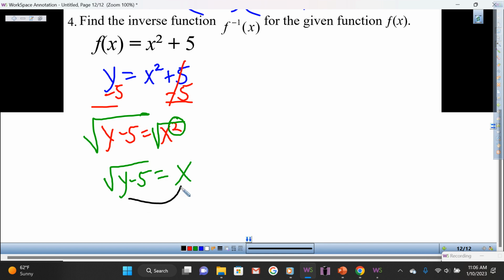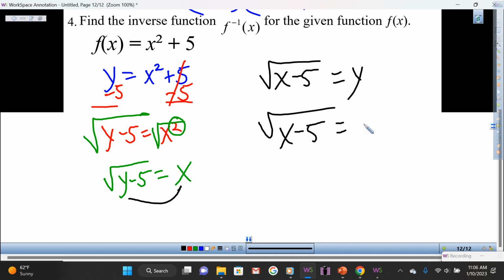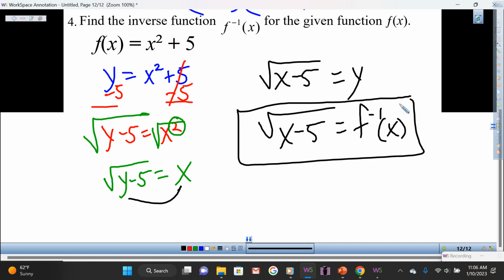The inverse, we end up with square root of x minus 5 equals y, and in function notation, square root of x minus 5 equals f inverse of x. Hands if you got that by yourself. Yeah, some of us? Okay, good.